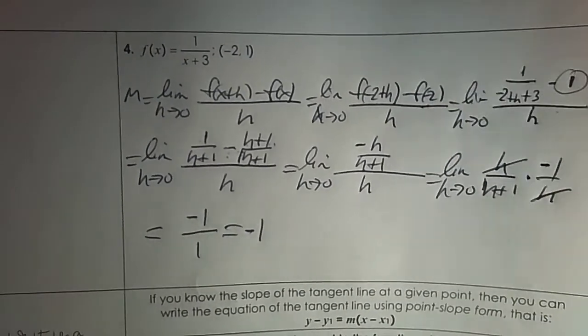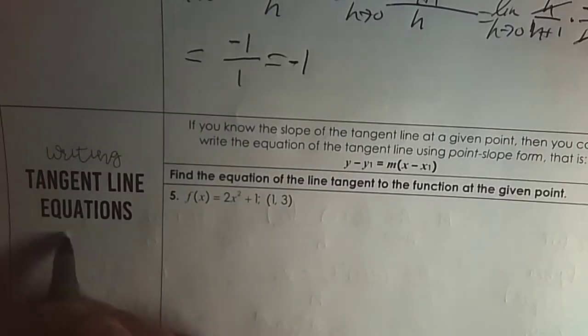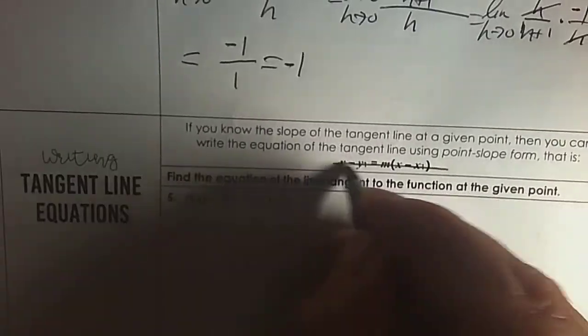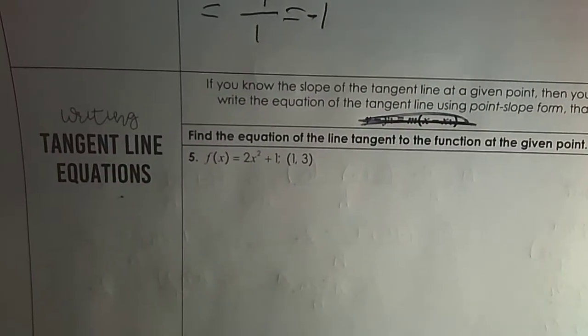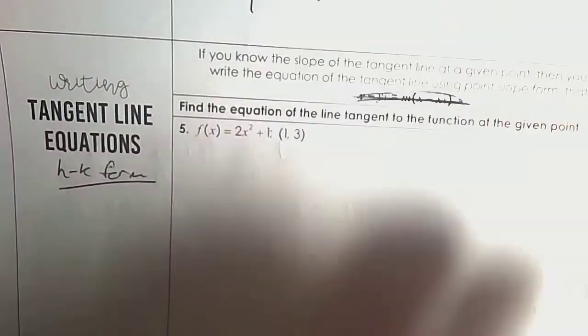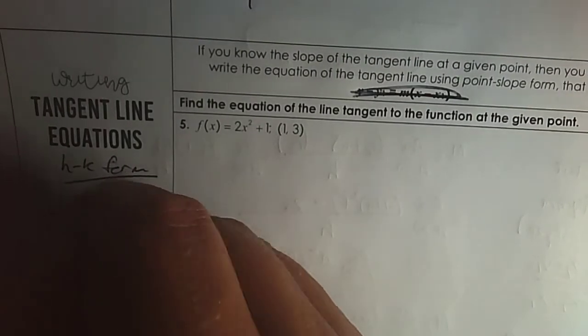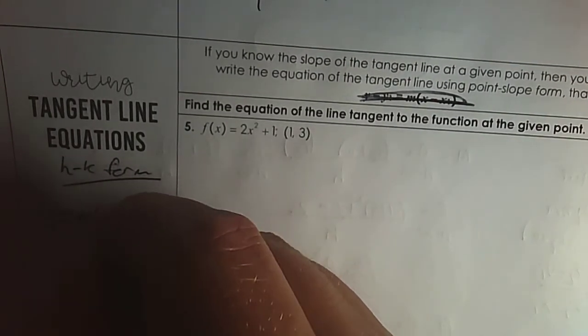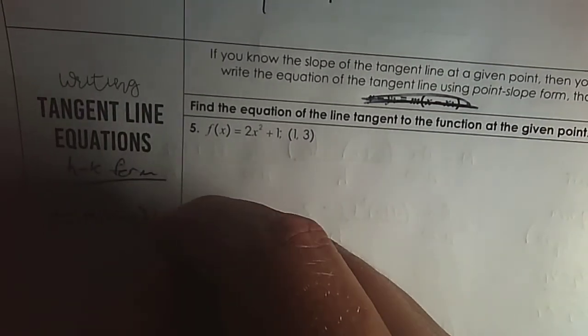All right, next part of the lesson. Now, next part of the lesson is to write the equation of tangent lines. I do not want you to write it this way, so we're not going to do that. Instead, we're going to remember the HK form of a line. The HK form of the line is the simplest one to work with for the tangent line equations. And that's y equals the slope, times x minus x1, plus y1.